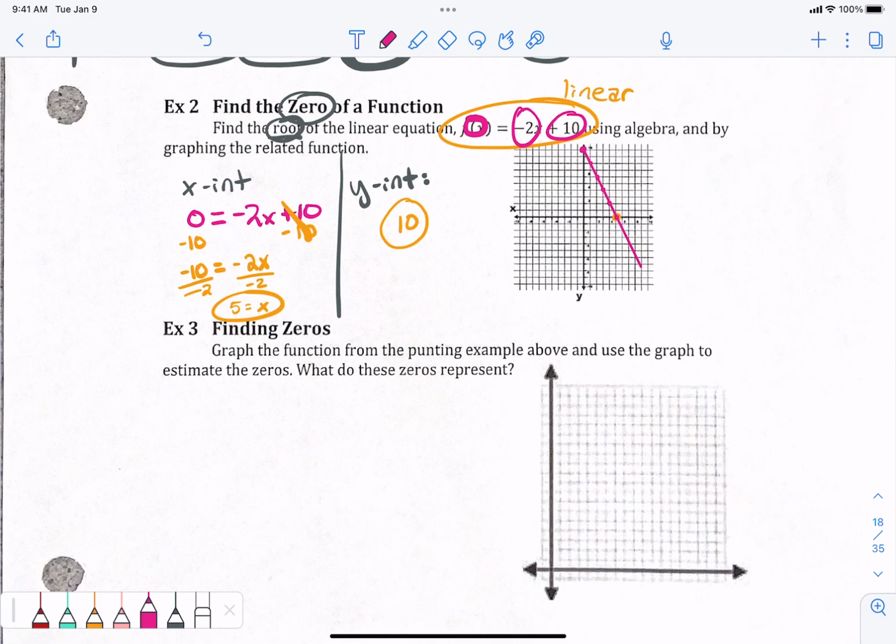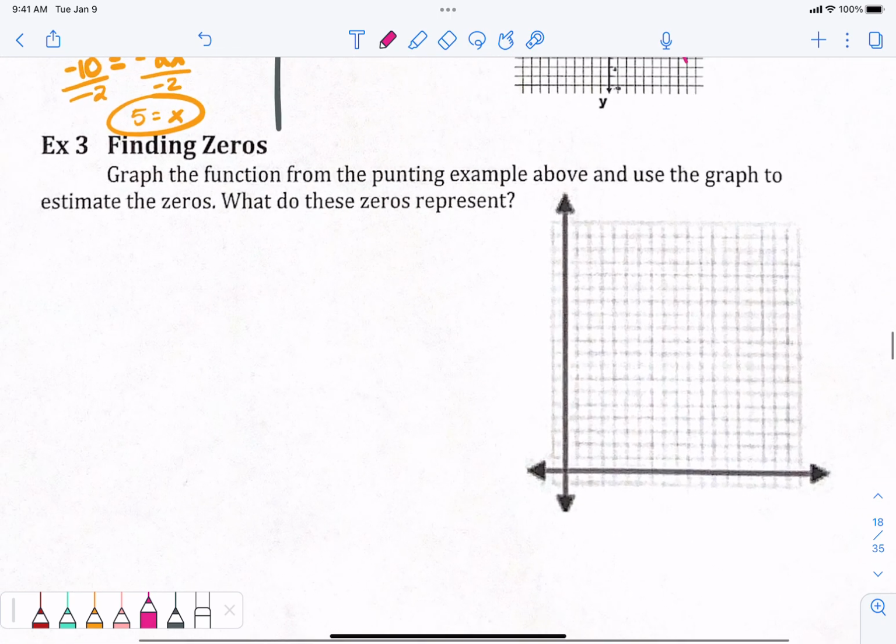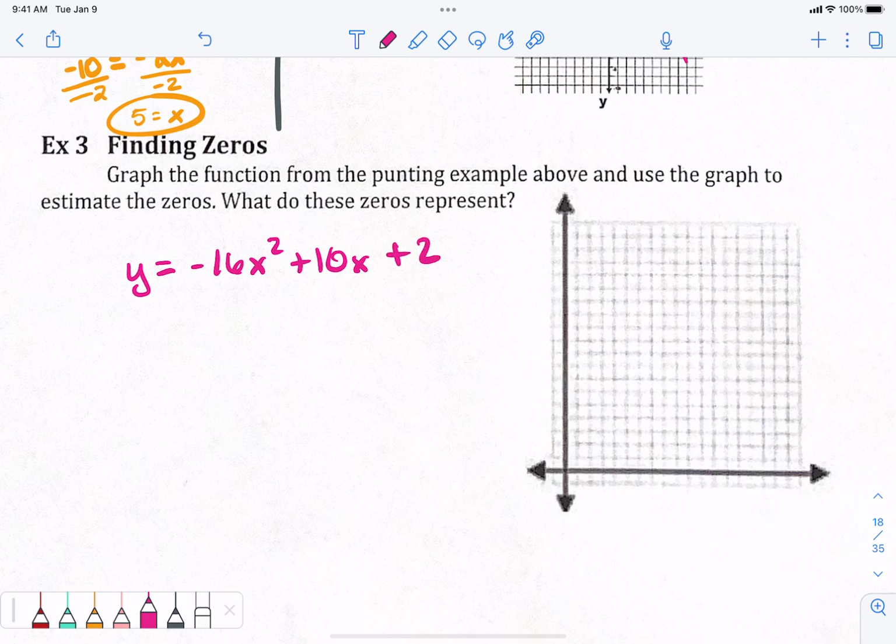Does that make sense? As a linear function, x and y intercepts. Good. Okay, this next one. Graph the function from the punting example. The punting example was y equals negative 16x squared plus 10x plus 2. That's what it was up above, right? Now, this one is a little bit uglier to graph. It's not a simple trinomial that we can just solve for the x-intercepts and be done for the day, right?